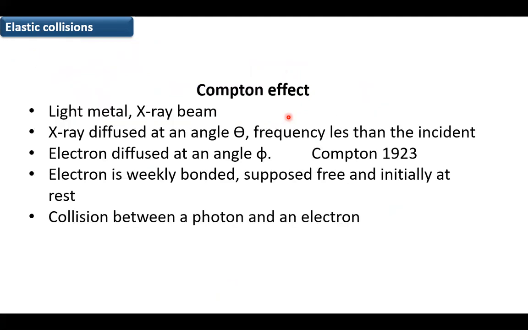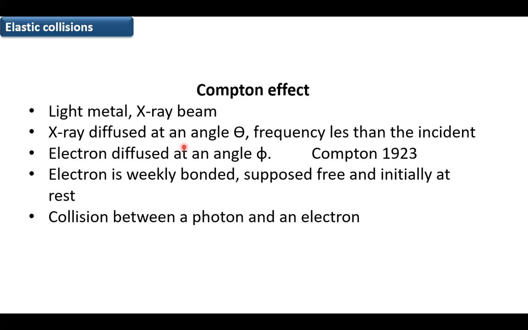Okay, so let's go for the Compton effect. One example of an elastic collision that you probably know about is the Compton effect. The Compton effect is realized when we use a light metal with an X-ray beam. So X-ray is diffused by the electrons of the metal.